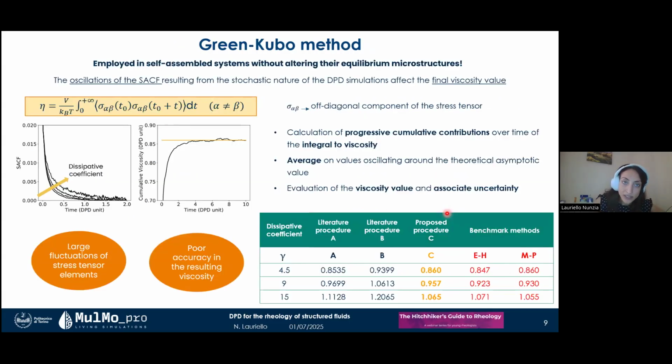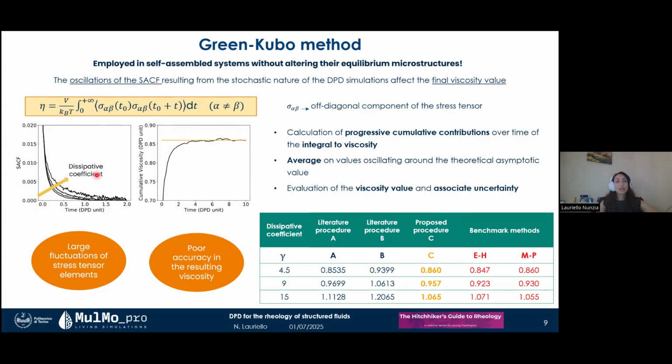Let's see in more detail each of these techniques, starting from the Green-Kubo method. The Green-Kubo method can be employed in self-assembled systems without altering their equilibrium microstructures. The Green-Kubo method allows to calculate the zero shear viscosity by integrating the stress autocorrelation function.